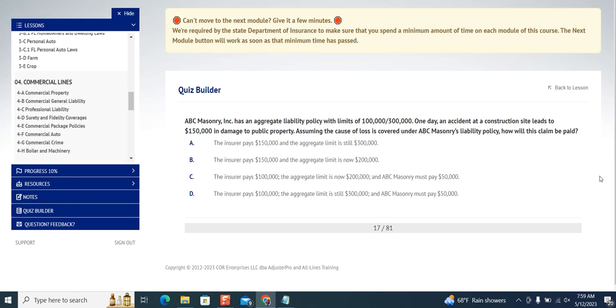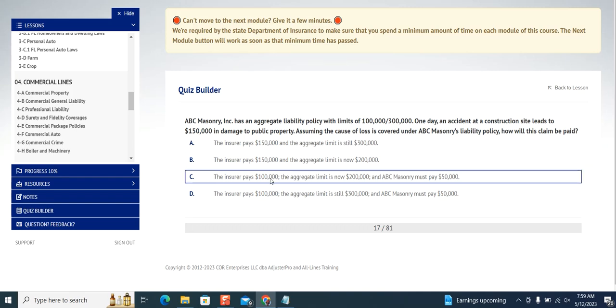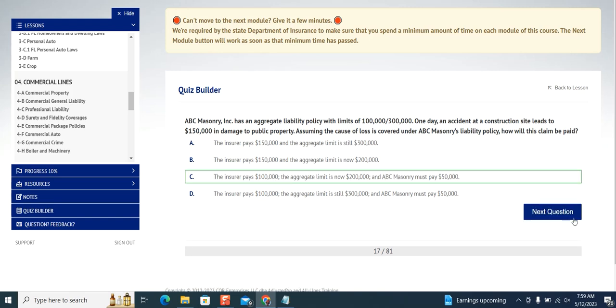But what do they want to know? Assuming the cost of loss is covered under ABC Masonry's liability policy, how will this claim be paid? How much is the damage? 150,000. Okay, so they're gonna pay 100,000 because that's the max per claim, and they'll pay up to 300,000 total. So that's how much they're gonna pay. She's gonna have to come out of pocket 50,000, and once they pay it once, the aggregate is left down to 200,000. So the insurer pays 100,000, the policy aggregate goes to 200,000, and she's gonna owe 50,000. All right.